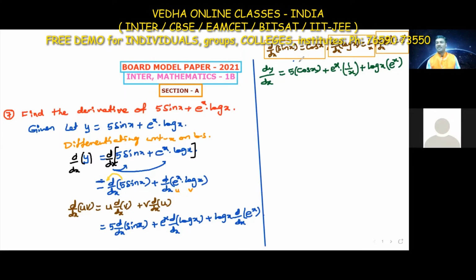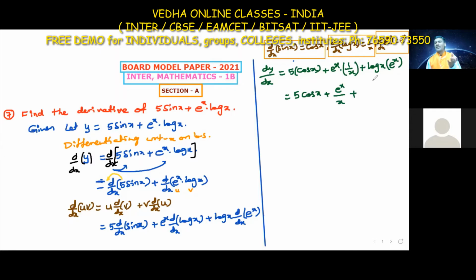Okay, so now we have applied this formula. Completely this chapter is formula based only. If you know the formula, that is simple. Already the answer is completed. So the final answer, you can write it as 5 cos x plus e power x into 1 by x, so you can write it as e power x by x.